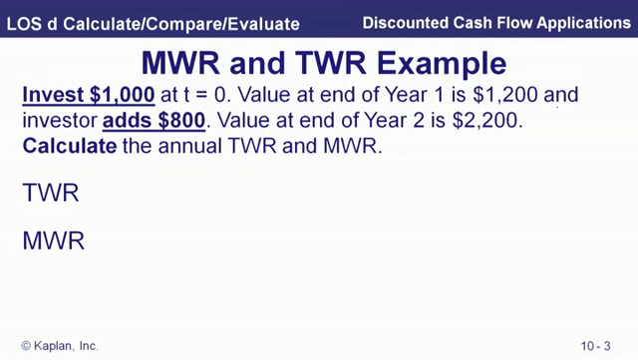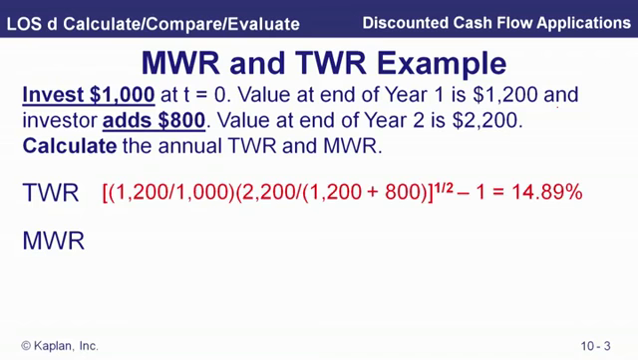So let's compare the two now. Here's the situation. We invest $1,000 at time 0. At the end of year 1, the value grows to $1,200. And we have a cash flow in. We add $800. And now at the end of year 2, the account value is $2,200. So we're going to use these figures and calculate both the annual time-weighted return and the annual money-weighted rate of return. Now here, our period for significant cash flows is 1 year to simplify this problem.